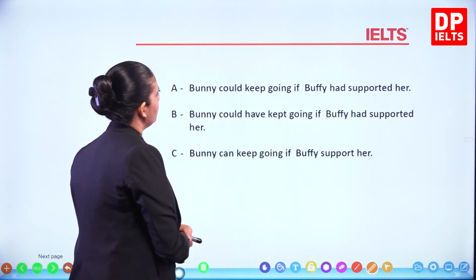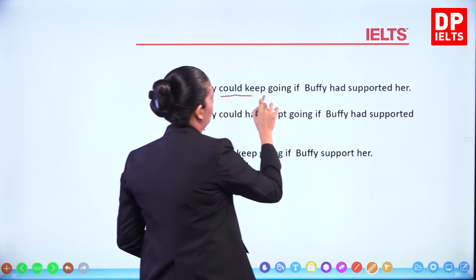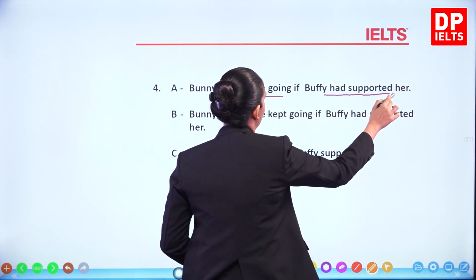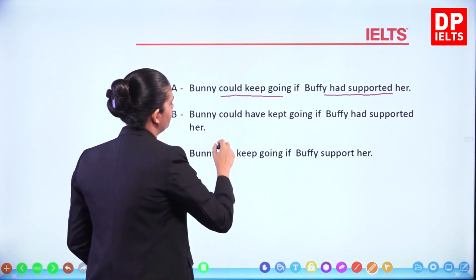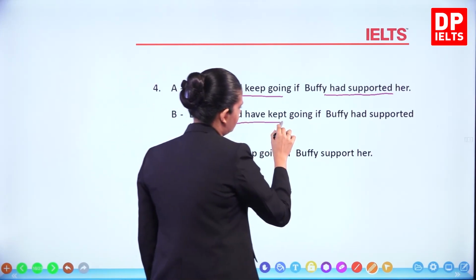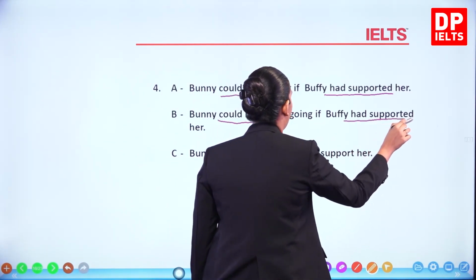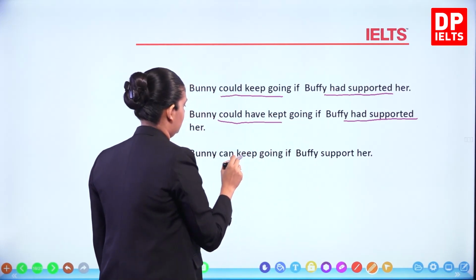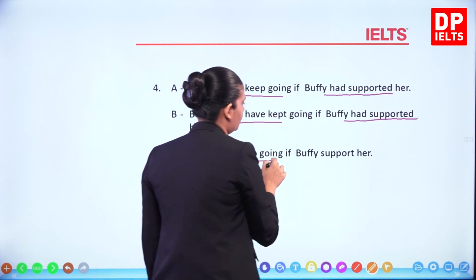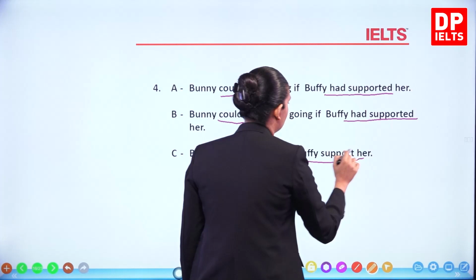Next one, Bunny could keep going if Buffy had supported her. Bunny could have kept going if Buffy had supported her. Bunny can keep going if Buffy supports her.